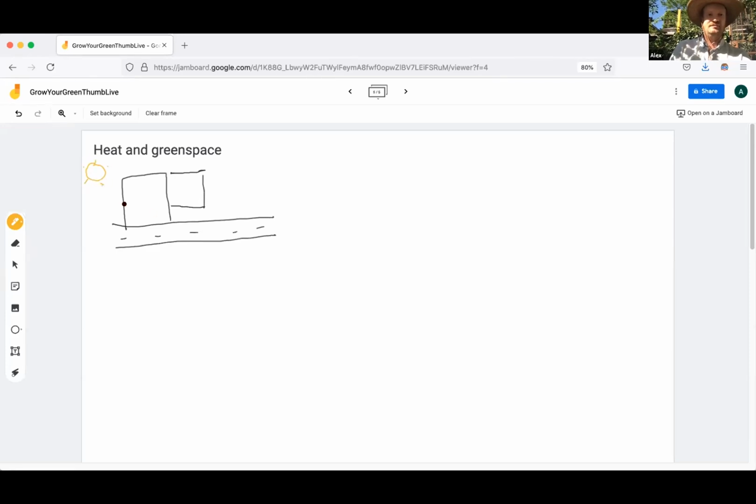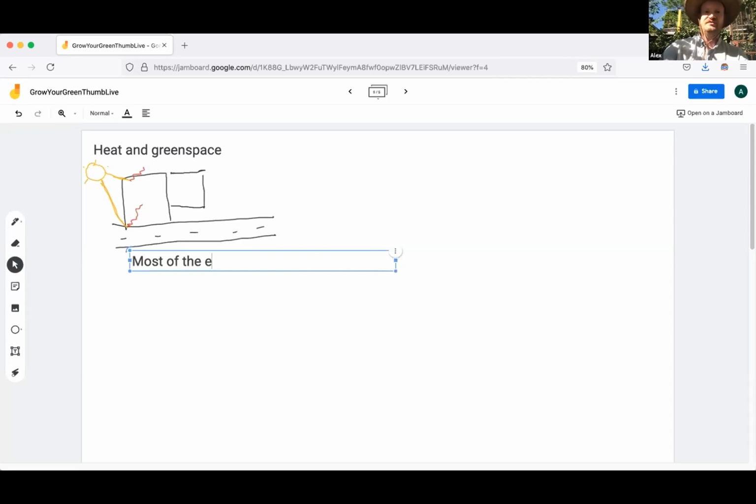So we have light coming down from the sun, and it strikes the ground, and it warms up the ground, and then later gets radiated as heat. It also strikes the building, warms up the building, and gets radiated also as heat. So in this scenario, most of the energy from the sunlight goes into warming the road and the building.